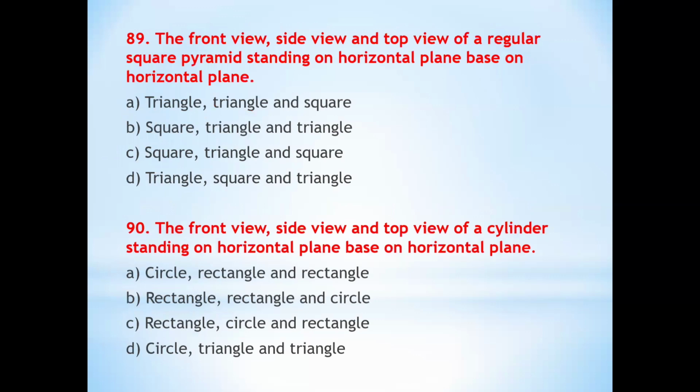The front view, side view, and top view of a regular square pyramid standing on the horizontal plane, based on its base on the horizontal plane. It's very simple. A regular square pyramid is there, and it is kept on the HP. It's mentioned that its base is on the HP. Then how will its front view, side view, and top view be?